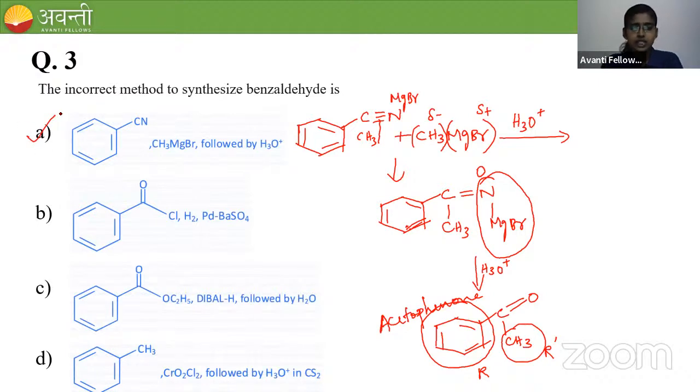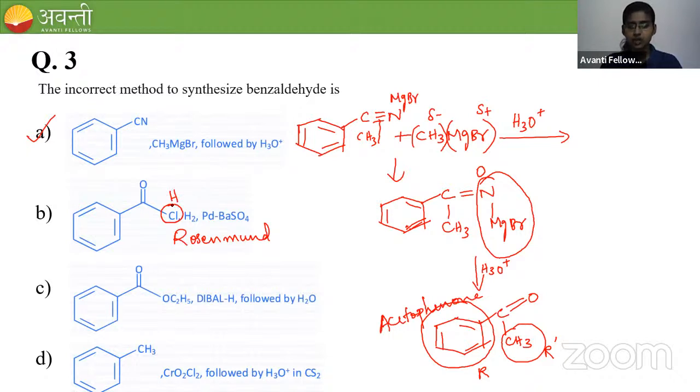And when you see options B, C, and D, option B is Rosenmund's reaction, right? Pd/BaSO4 is Rosenmund's catalyst. And here the Cl will be converted to hydrogen, and we get benzaldehyde from option B.